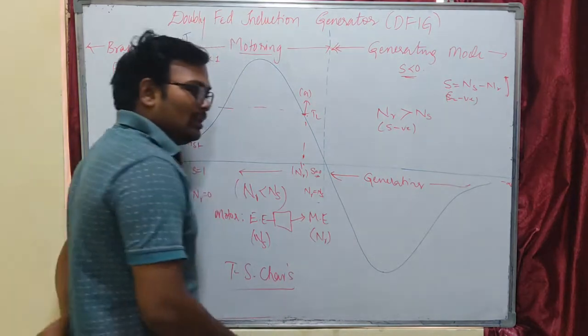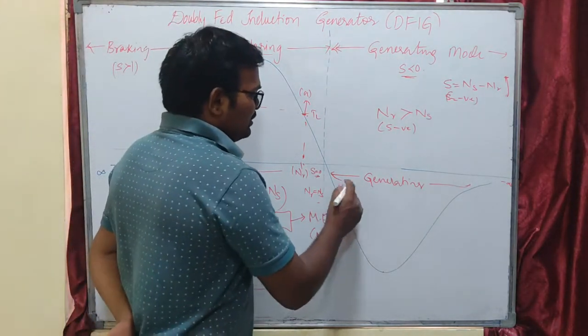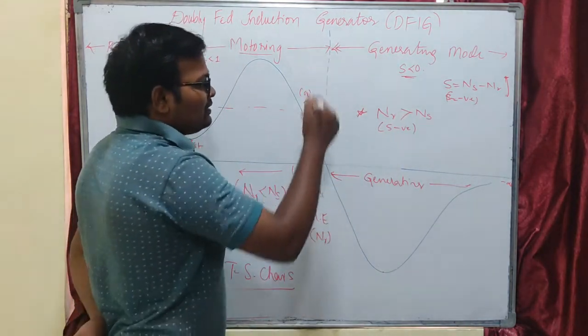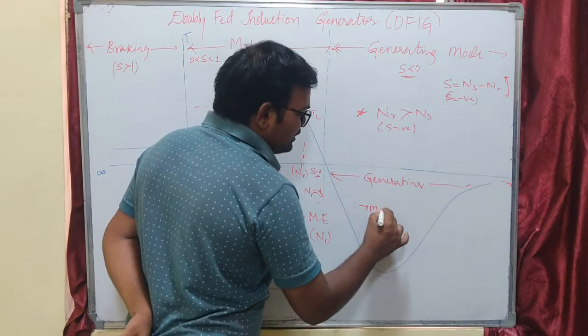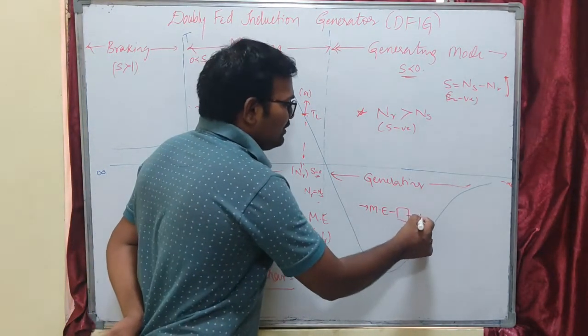So an induction motor can also be used as a generator for wind generation. I will explain later. So this is the generating region of operation. At that time our rotor speed is greater than synchronous speed. As it is generating mode, we supply mechanical energy to the machine, and it will deliver electrical energy.